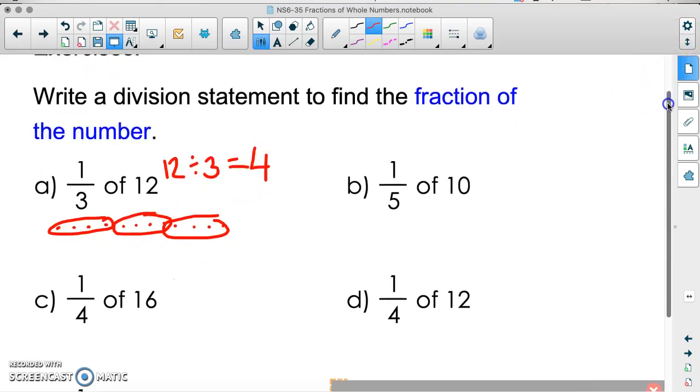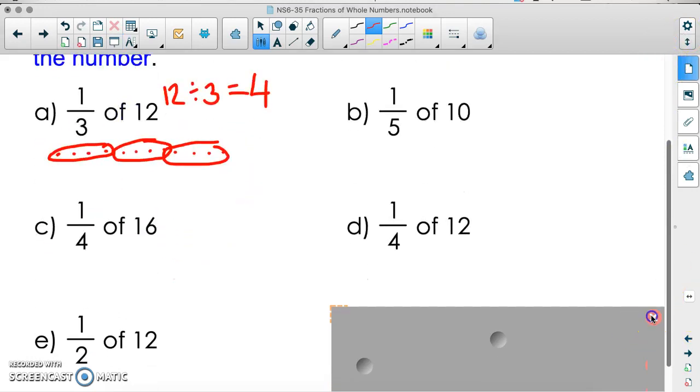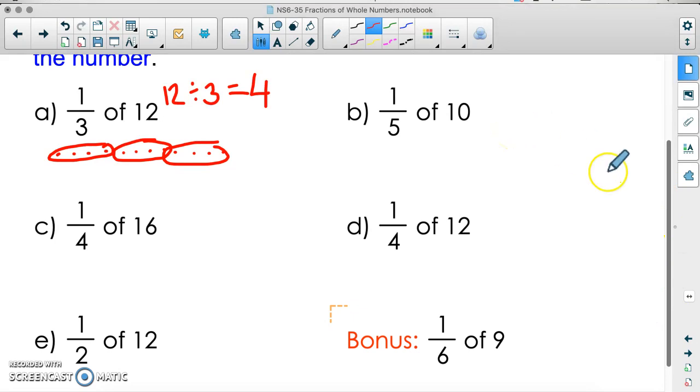So I want you to do B, C, D, and E on your whiteboards using division, and then give the bonus a try before you resume your screencast.